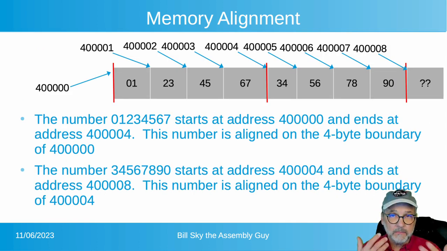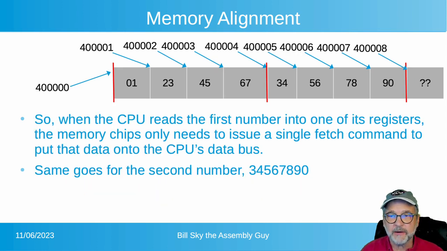So again, after seeing that code, what are we actually looking at? The number 0, 1, 2, 3, 4, 5, 6, 7 starts at address 400,000 and ends at address 400,004. We kind of already talked about that. This number is aligned on the 4-byte boundary of 400,000. Same with 3, 4, 5, 6, 7, 8, 9, 0. You can think of that water pipe I was talking about as being the red bars, in between the red bars. So our data fits perfectly in there.